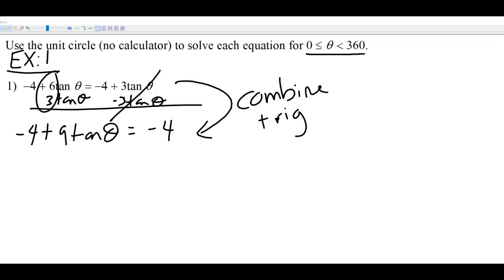The next step is to get the tangent by itself. So I want to get this all by itself, which means I need to get rid of this 9, and I need to get rid of this 4. The first thing we're going to do is get rid of the number that's being added or subtracted to the tangent. That's this guy. And then after that, we'll get rid of the number that's multiplying the tangent, which is the 9. So I want to get rid of the 4 by adding 4 on both sides.